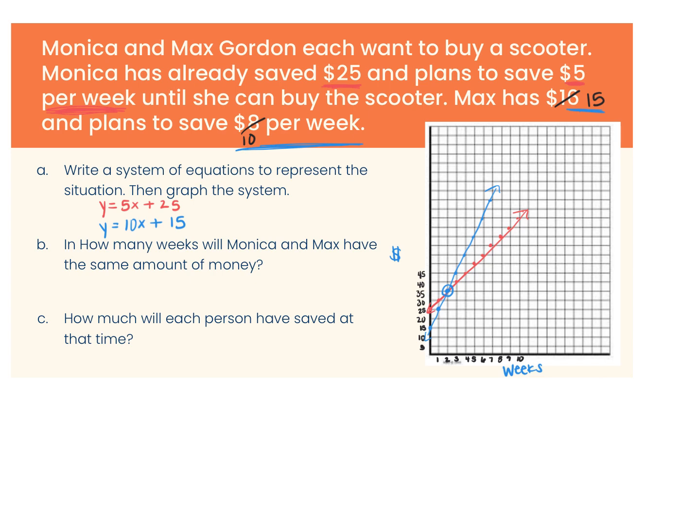Okay, so we did everything we needed to do for part A, right? We wrote a system of equations. That means our y equals and y equals, and then we graphed it. So our first step is done. Part B says, in how many weeks will Monica and Max have the same amount of money? Okay, so the first question is asking about weeks.